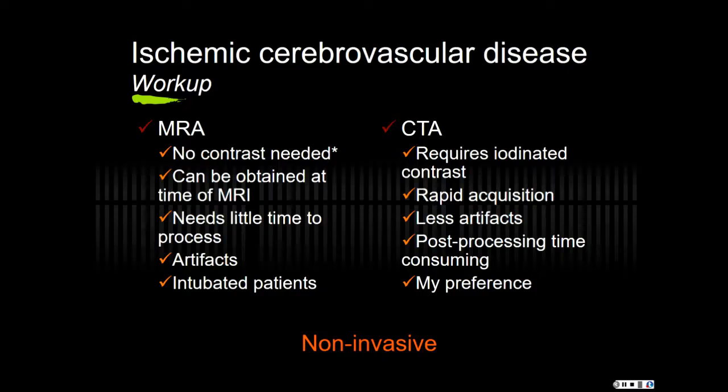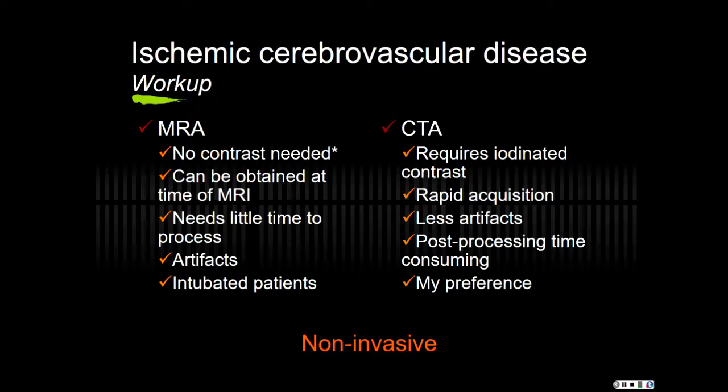All right. We can have MRA and we can have CTA. So MRA is what I showed you before. I also showed you a CTA. But while a patient is having an MRI, we can also look at their blood vessels. We use the inherent flow of blood as the contrast agent. We don't have to inject anything into that patient. So no contrast is needed. It can be done at the same time that the conventional MRI is being performed. You need little time to process it.